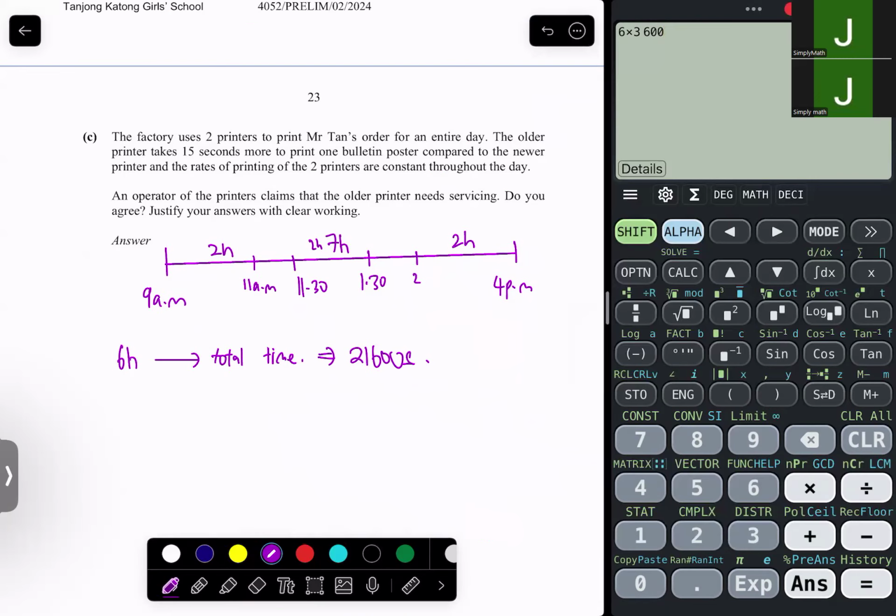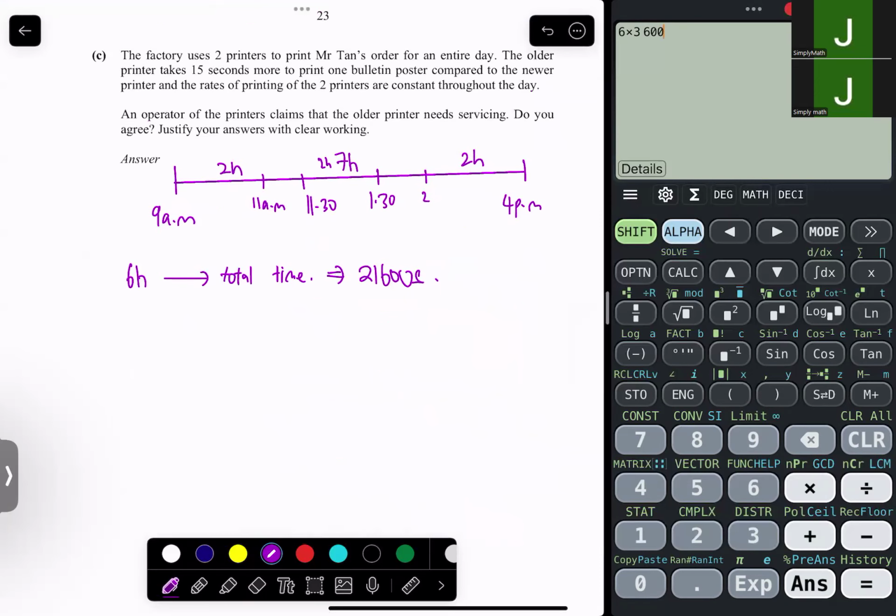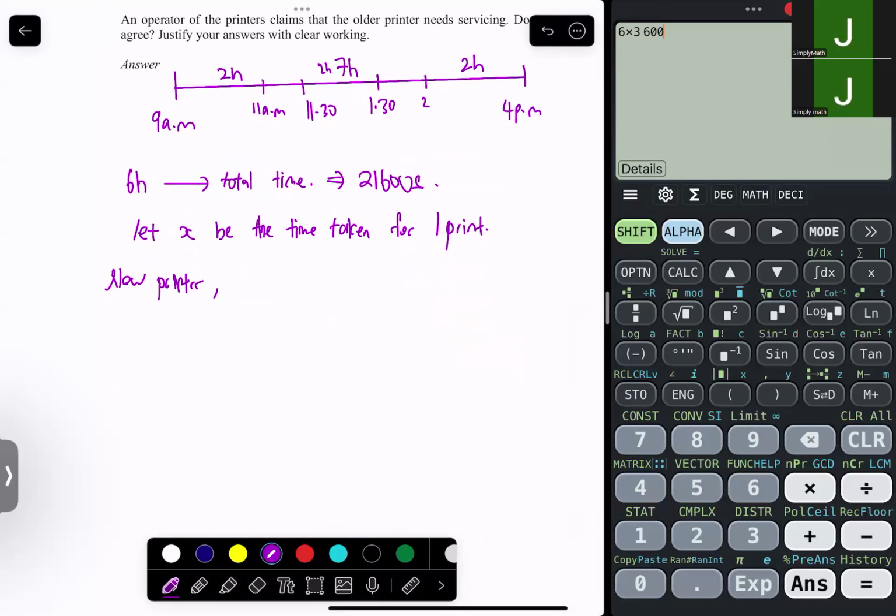Okay, so looks to be quadratic. Okay, so printer A, let X be the time taken for one print. Okay, so then how much will the new printer print? The new printer will be able to print at a rate of 21,600, the total time, divided by X. That will be the total print.